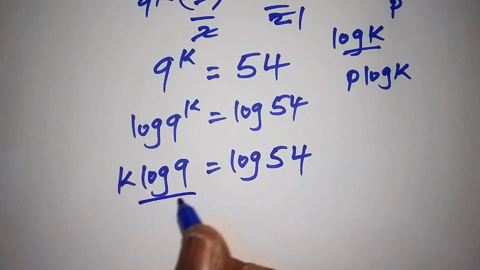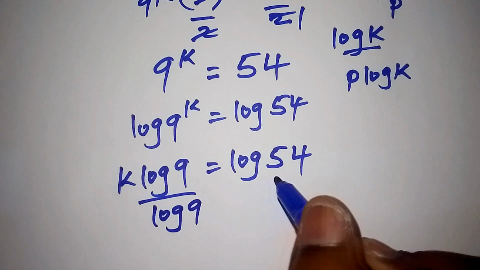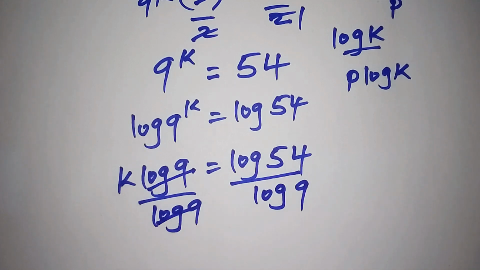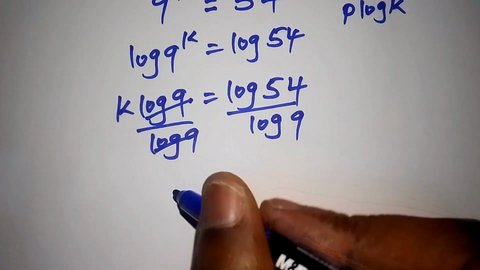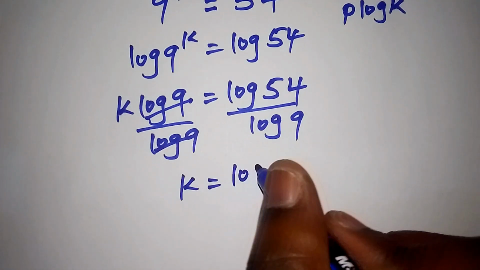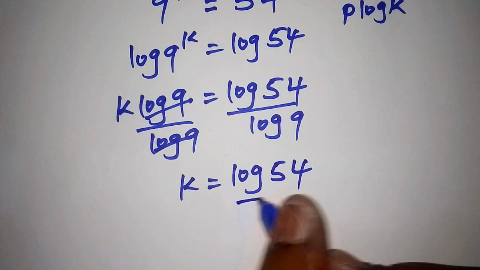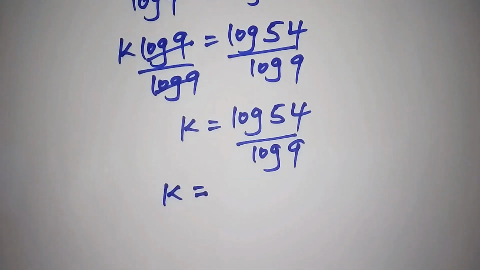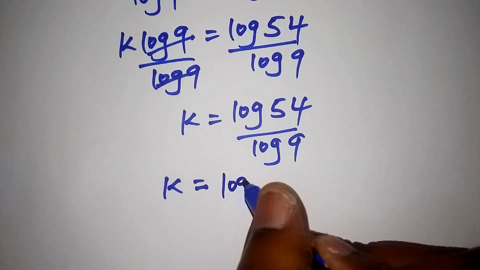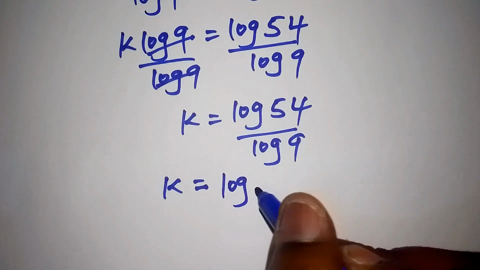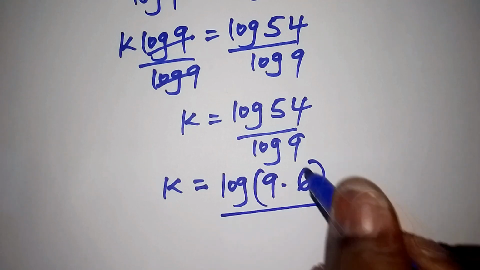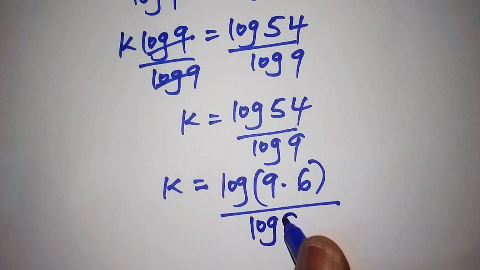Then from there, divide both sides by the log of 9. Log 9 and log 9 cancel. So the value for k now becomes the log of 54 all over the log of 9. From here we factorize. k shall be written as the log of 54, which can be written as the log of 6 multiplied by 9, since 9 multiplied by 6 is 54, all over the log of 9.